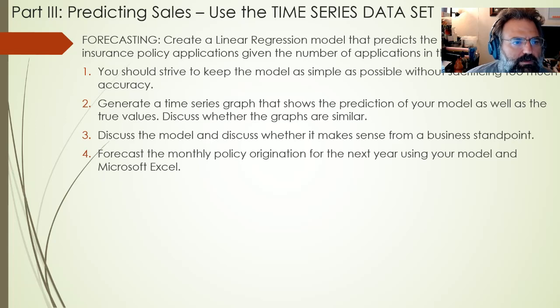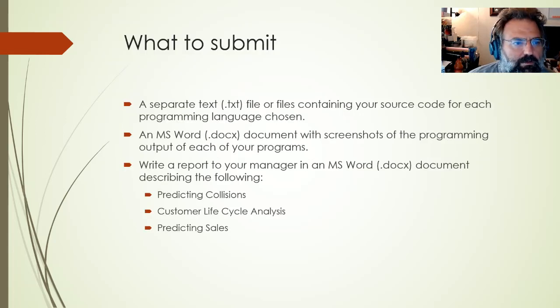But anyway, part 3, predicting sales, use the time series data set. Forecasting, create a linear regression model that predicts the number of new insurance policy applications given the number of applications in the past. So this is the same basic lag thing that you've done before. Should be fairly straightforward. If you have any questions on it, let me know.